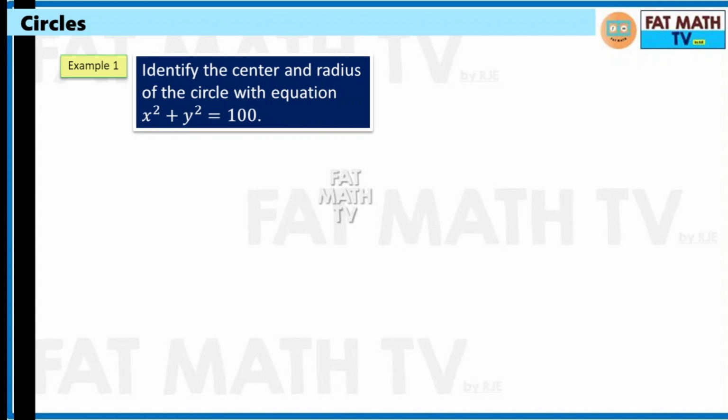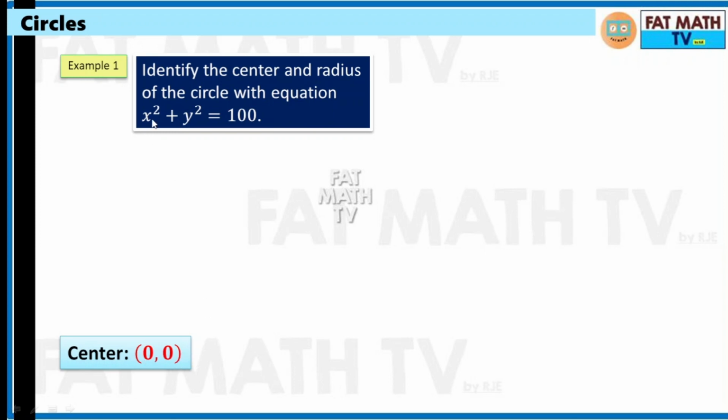Number 1, identify the center and radius of the circle with equation x squared plus y squared equals 100. So we need to identify h, k, and r. Here you can see the standard equation is just x squared plus y squared equals 100. Since we don't have any minus h or minus k here, the center is at 0, 0.